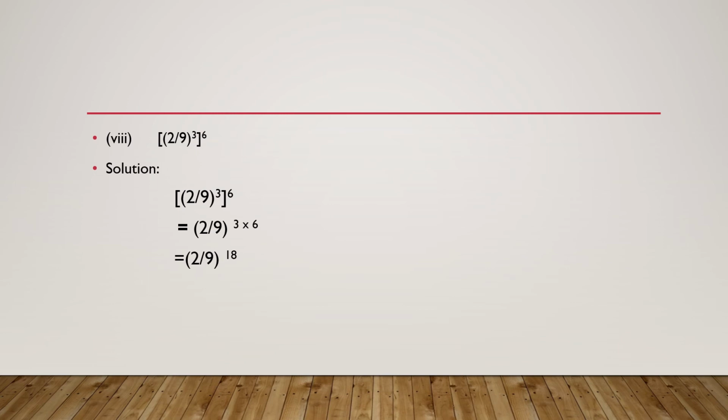Now see part number 8, 2 by 9. A fraction is given over here, 2 by 9 power 3 and again 6. Means double powers are given to us. So according to the power law, these powers will be multiplied with each other. 3 will multiply with 6. 3 multiplied by 6 is what? 18. And simply this is our answer.